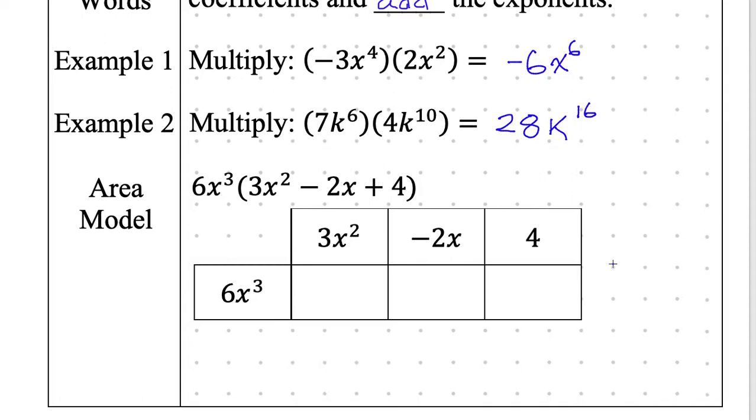All right, so eventually today we're going to do problems like this: 6x to the power of 3 times this giant trinomial, tri meaning 3 terms, 3x squared minus 2x plus 4. There is a shortcut, a nice little method in order to keep your answers correct. Eventually we're going to do binomials times trinomials, or maybe even trinomials times trinomials. This area model is a good way of keeping your work organized.